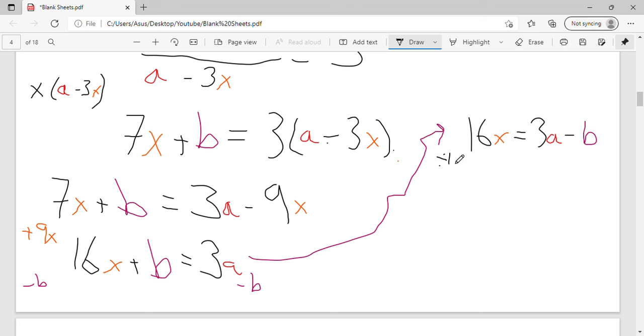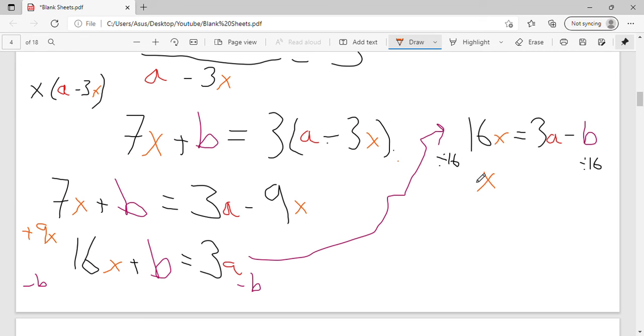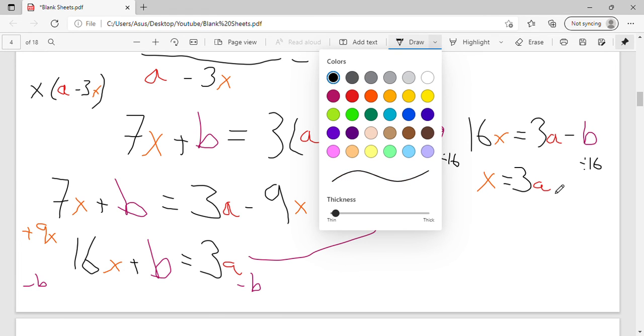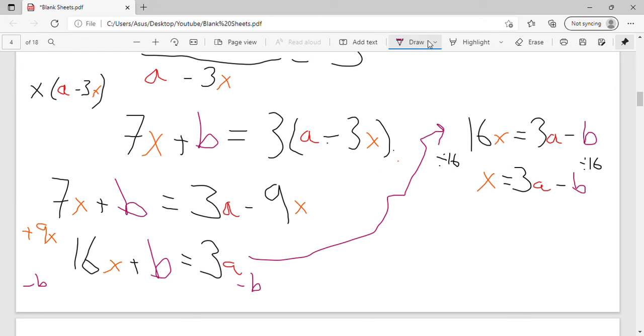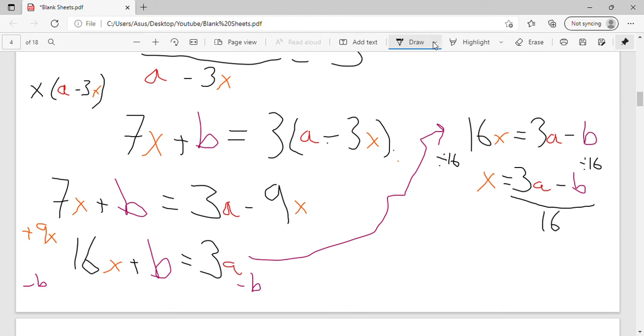Divide by 16. Okay, now let's leave it here. That's going to give us x on its own. And then that will equal 3a minus b over 16. So we divide it by 16. And that's it, we've got our answer. We've got x on its own, which is what we wanted. And now we can plug in the value for a and b and get the value for x.